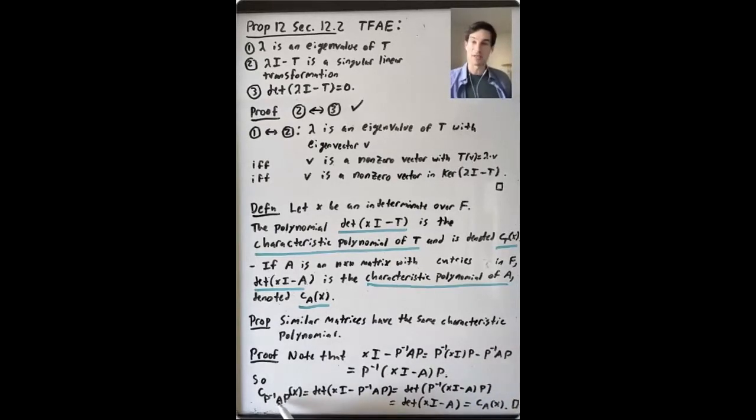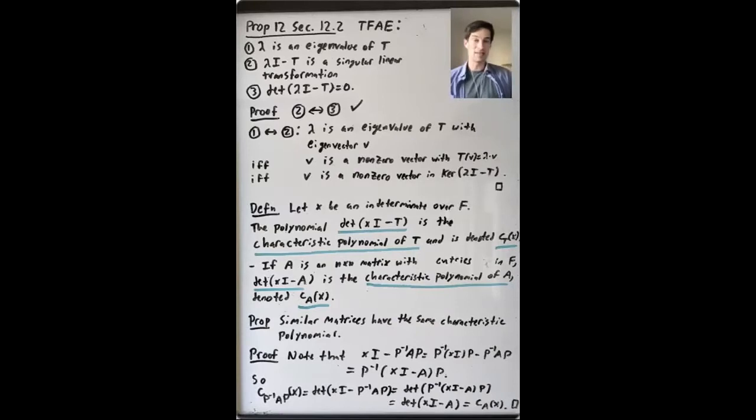We'll see that the characteristic polynomial of P inverse AP is the determinant of xI minus P inverse AP, which is the determinant of this product. And the determinant is multiplicative, so we get the determinant of P inverse, the determinant of xI minus A, the determinant of P. But the determinant of P and the determinant of P inverse cancel. So we get the determinant of xI minus A, which is the characteristic polynomial of A.